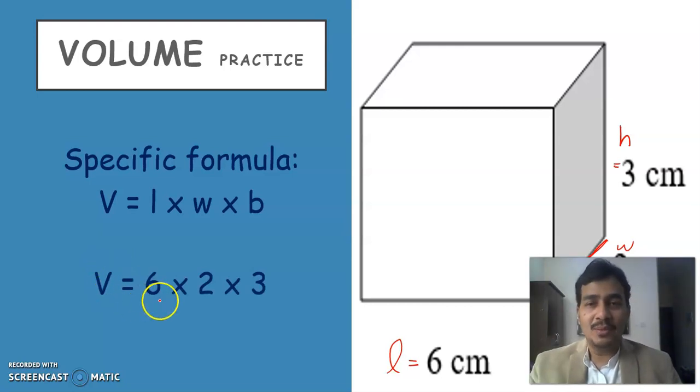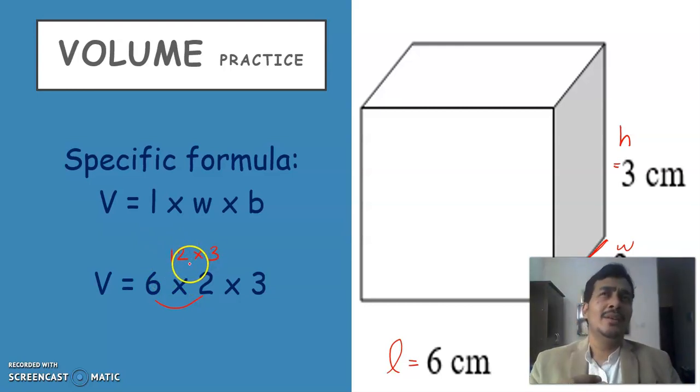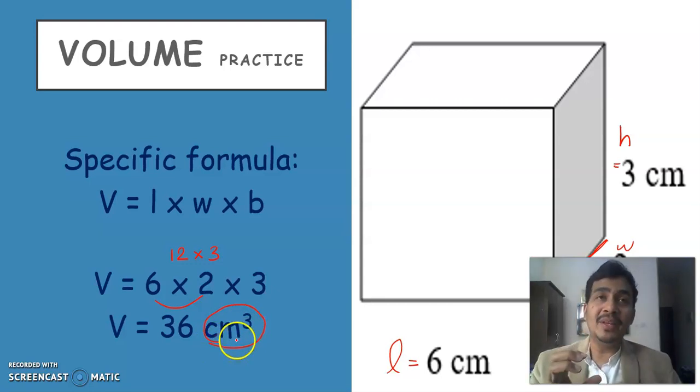Very simple. What is 6 multiply 2? Come on, 6 multiply 2. 6 multiply 2 is 12. Multiply 3. 12 multiply 3 is how much? 12 plus 12, 24. 24 plus 12, 36. So the answer is 36. But you write centimeter cube. So always volume will be something cube. Centimeter cube, meter cube, like that.